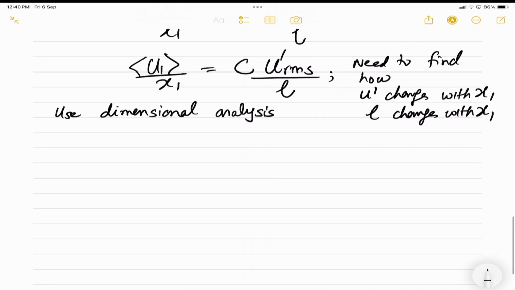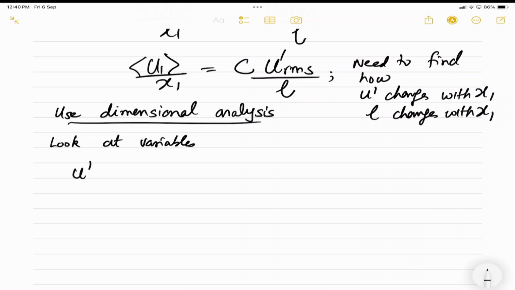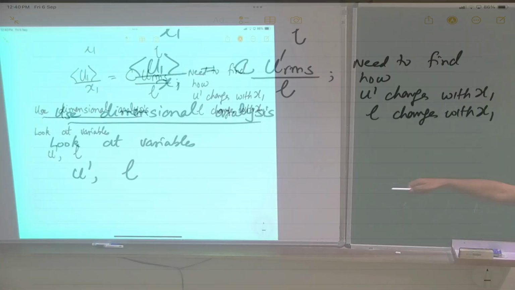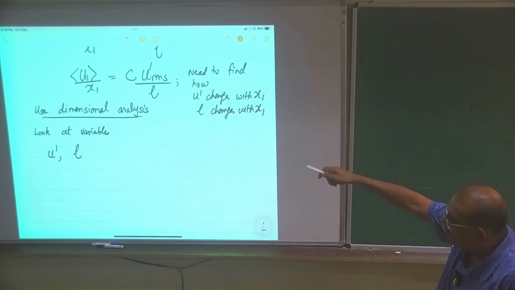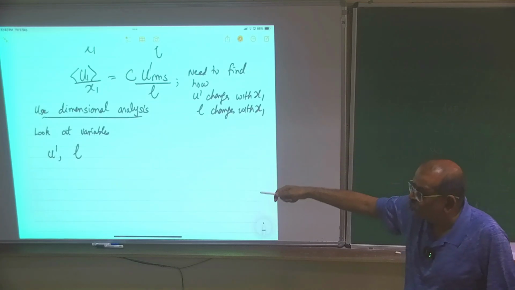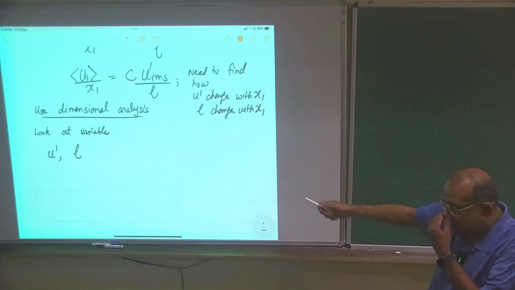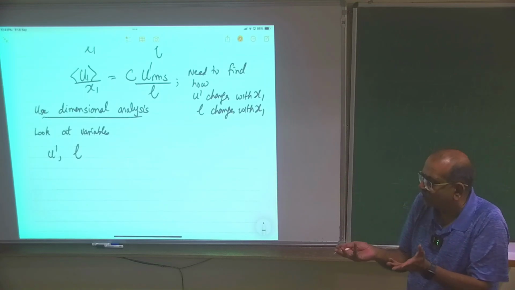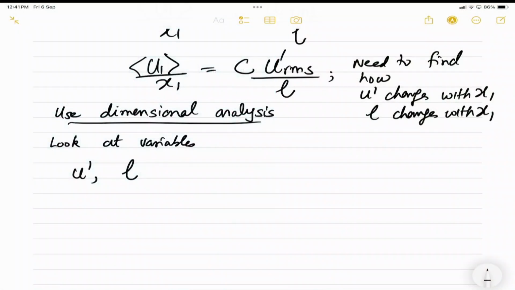So now in this problem, let us use dimensional analysis. Let us look at our variables. Of course, we want to find u prime, how this is changing. If it is k, then it comes in u prime only; u prime square will be k. Epsilon will be u cube upon L. So u prime and L are the two turbulence variables we want to find. Now we want to find how they change with x1.